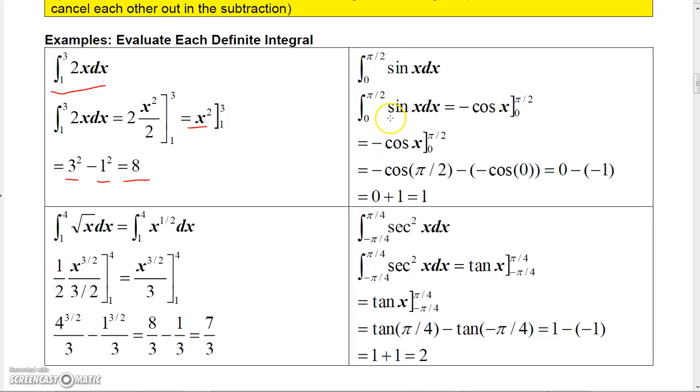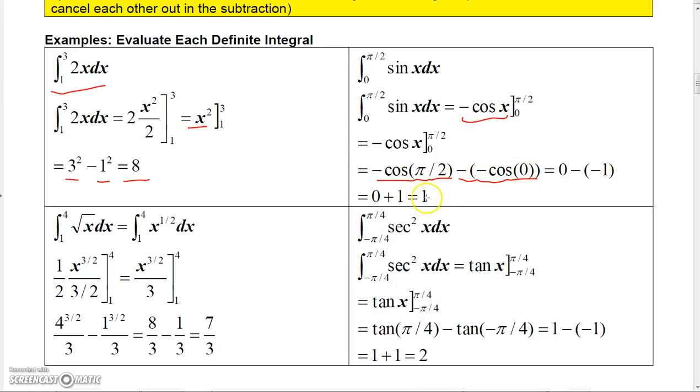Alright, what if I want to evaluate the integral of sine x dx from 0 to pi over 2? Well, let's find an antiderivative of sine x without the constant. So we know when we integrate sine x, we get minus cosine x. So we're going to evaluate that from 0 to pi over 2. So I'm going to find out what is minus cosine x at pi over 2, and then minus what is minus cosine x at 0.